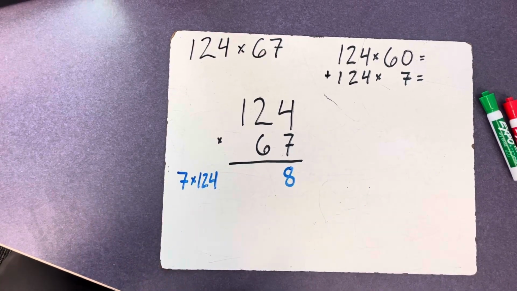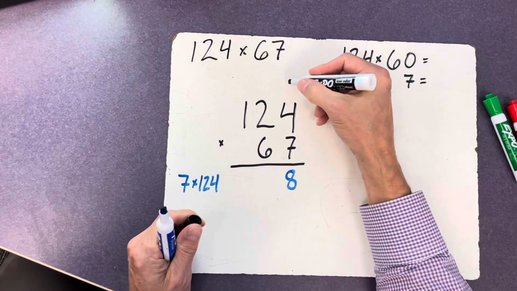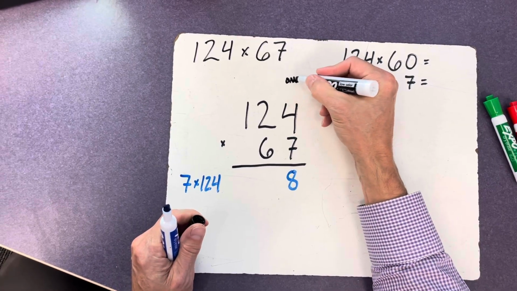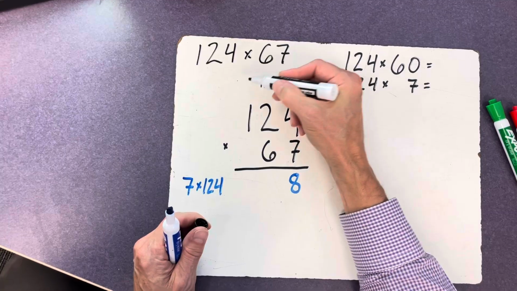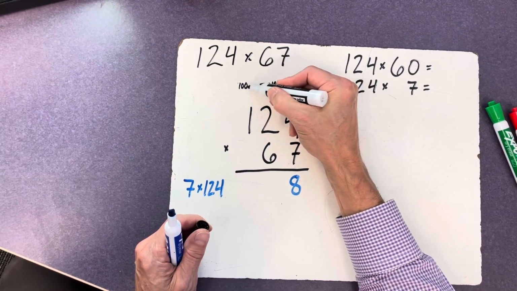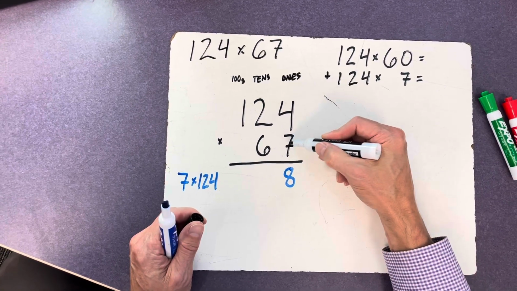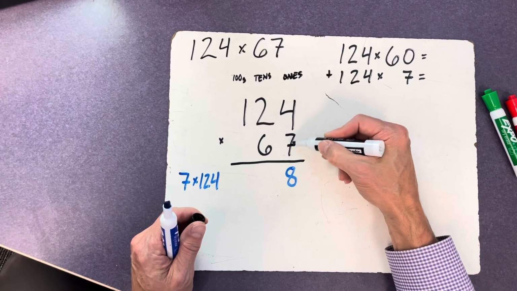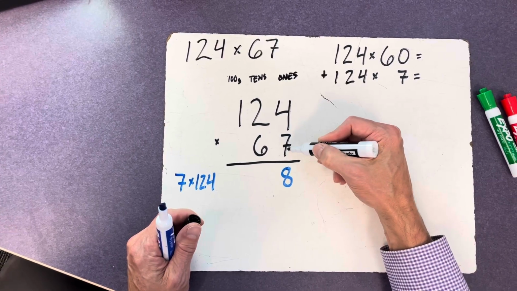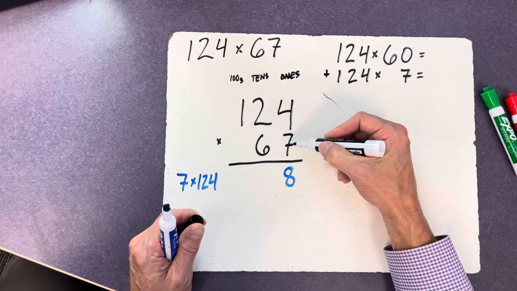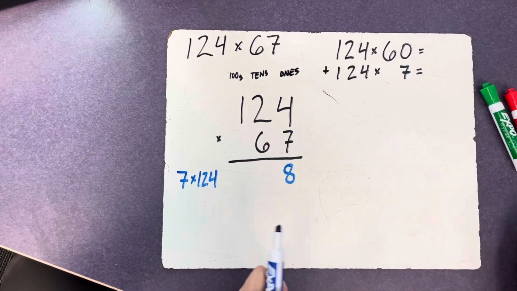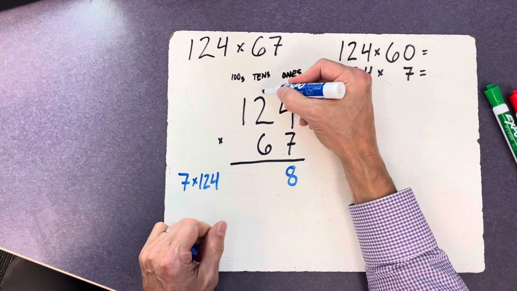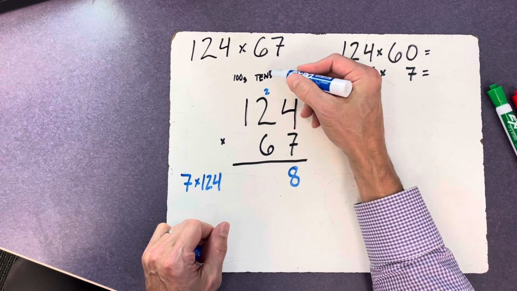So I can put the 8 there, but really this is like my ones column, and this is my tens, and this is my hundreds if I'm multiplying by a 1 digit. So 7 is in the ones digit place. So 7 times 4 is 28. And I have 2 tens from that. So I'm going to bring those 2 tens up into that column.